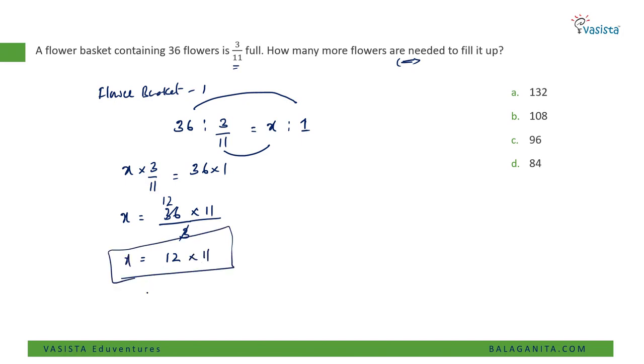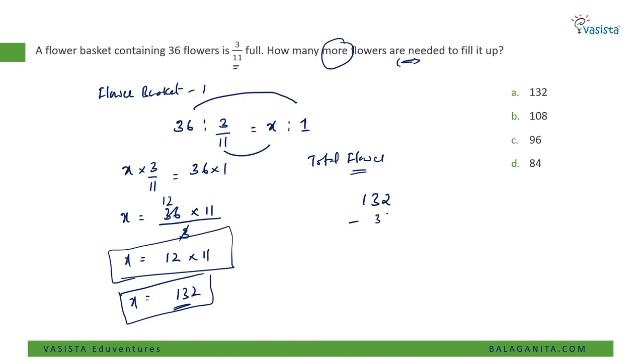So 12 tens are 120, plus 12 is 132. So x is nothing but the total flowers in the basket. But what the question asks is, how many more? They have asked, how many more flowers are needed to fill it up? So subtract now: 132 minus 36.